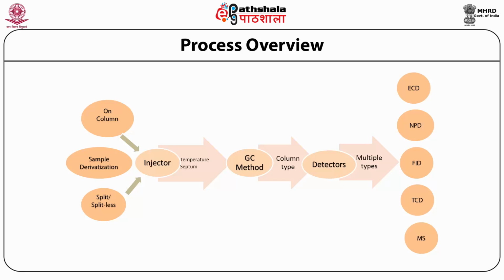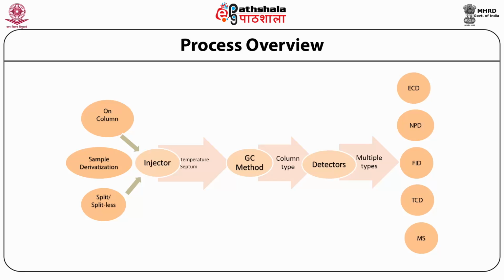Then the GC method for which your system is programmed will lead to the resolution of your sample into its different component parts. One of the important components of the GC method will be the column type. Then, depending upon the type of detector which you have chosen based on the expected analytes in your sample, and as we said, there are multiple types of detectors which may be the universal type or which may be specifically selective for a certain kind of compound, there will be an output signal. It is basically this output signal which you perceive in the form of a peak.